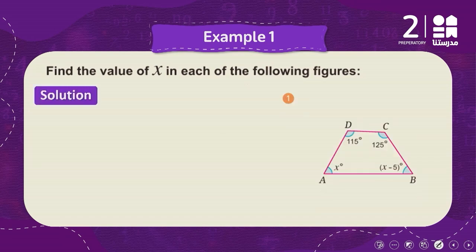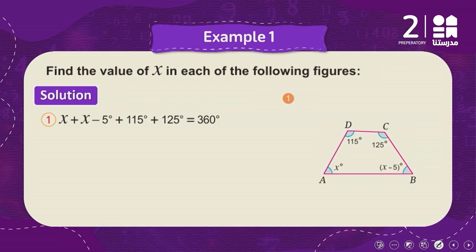Now let's go to Engel's theorem to find the value of x. Find the value of x in each of the following figures. The first one, here you have all of these angles inside the quadrilateral. The sum of all of these angles, for sure, it's 360.